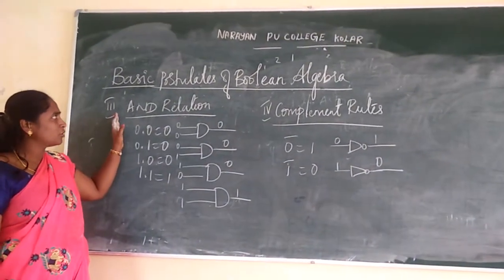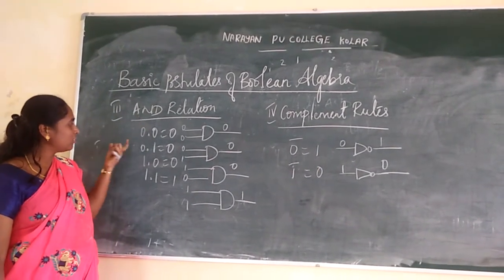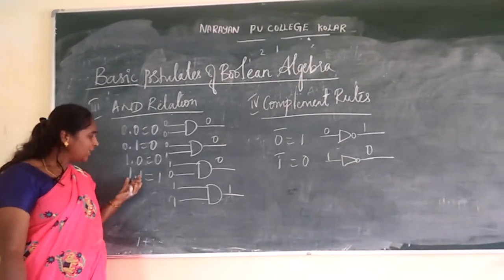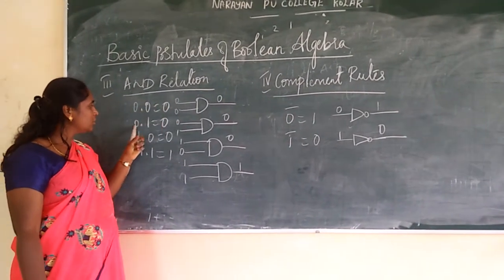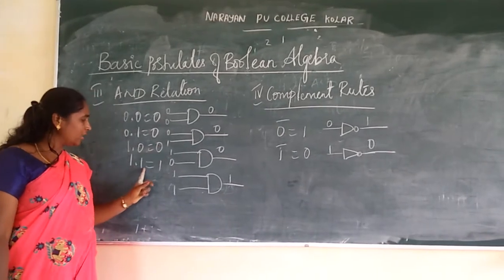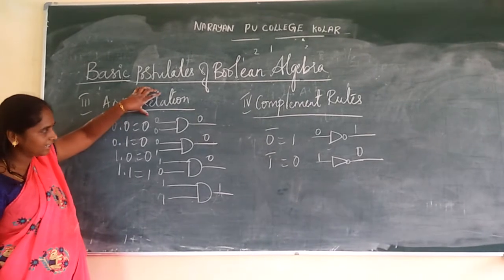Your third postulate of your Boolean algebra is your AND relation rules. Here I already explained what the logical multiplication does. If both the inputs are high, the output is going to be high. So here 0 into 0 is 0, 0 into 1 is nothing but 0, 1 into 0 is 0, 1 into 1 is 1. See, this is nothing but the logic gate of your AND relation.